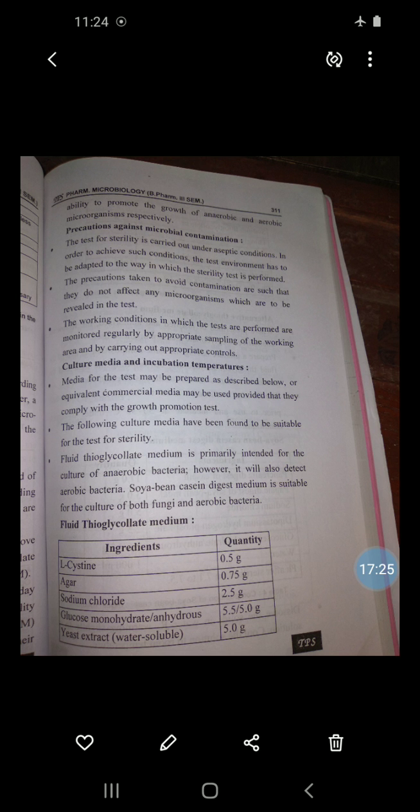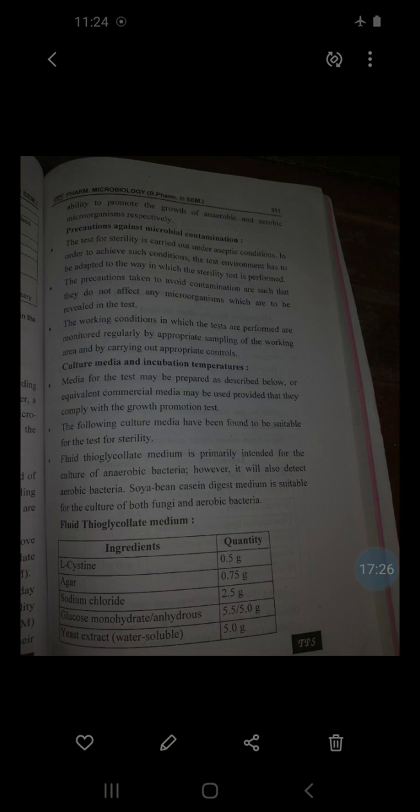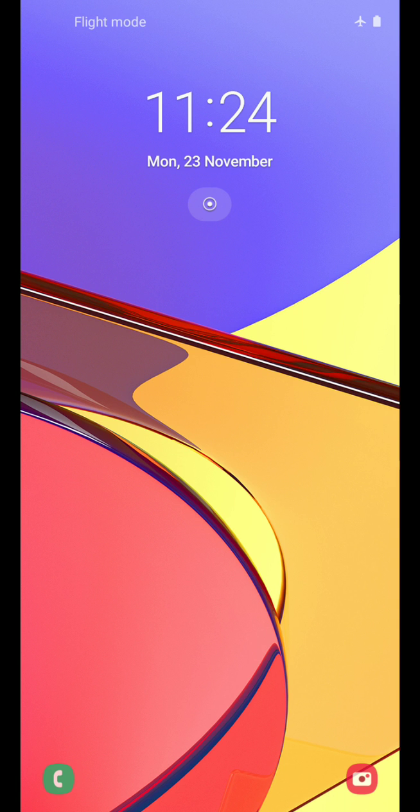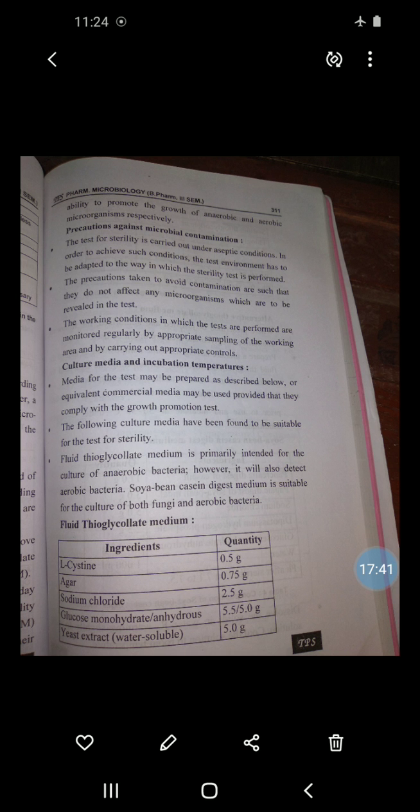Then store at temperature between 2 degrees Celsius to 25 degrees Celsius in a sterile, well closed container unless it is intended for immediate use. Do not use the medium for a longer storage period than has been validated. Then soybean casein digest medium is to be incubated at 20 to 25 degrees Celsius.